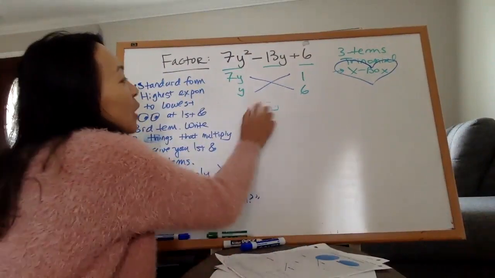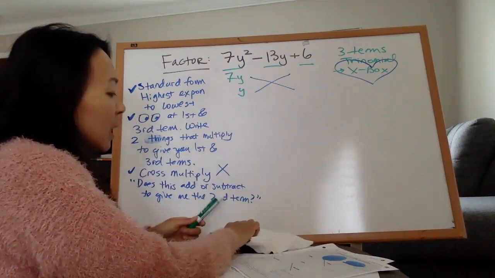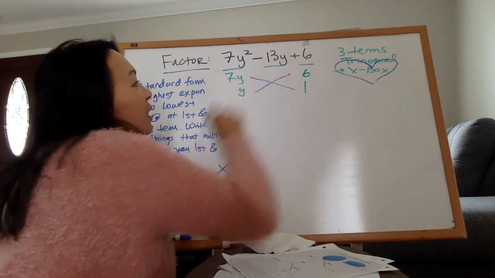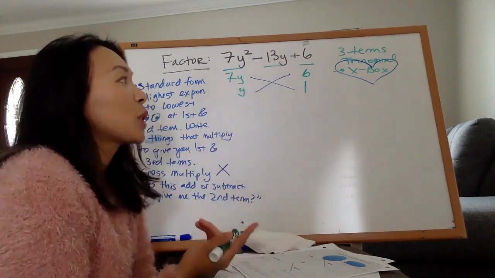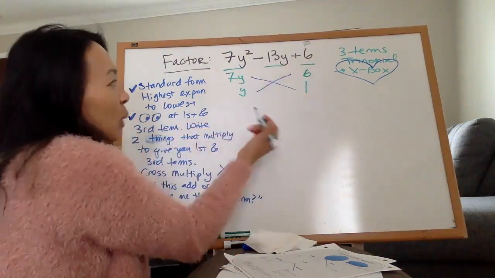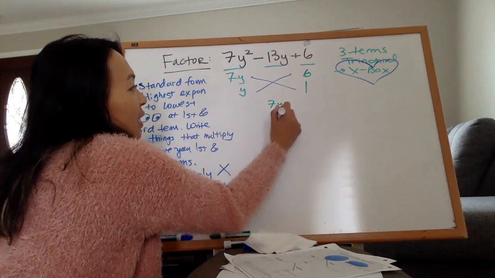So these numbers do not work, so I'm going to erase it. So 1 and 6 does not work. So I'm going to try something else. How about if I switch the order? What if I try 6 and 1, right? And again, if that doesn't work, then I'll try 2 and 3, because 2 times 3 is 6. But anyways, I'm going to try 6 and 1. So when I try 6 and 1, when I cross multiply, I get 7y and 6y.